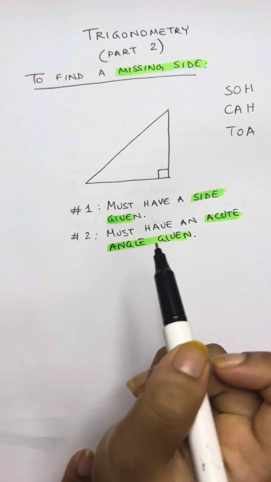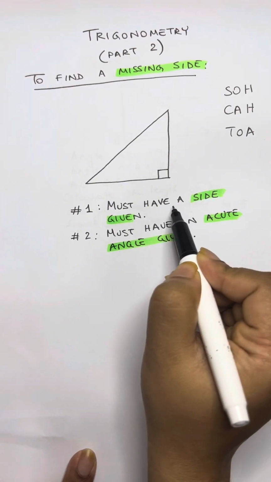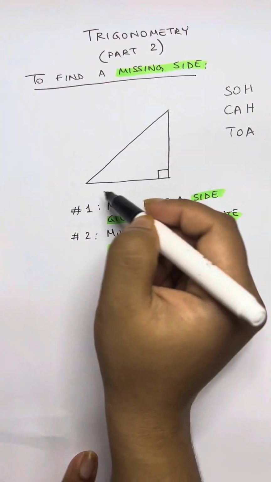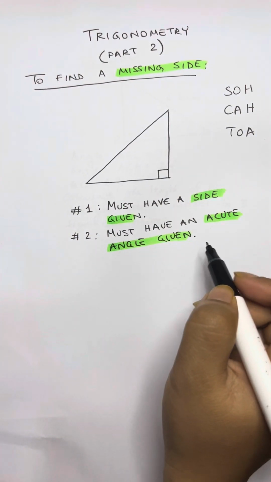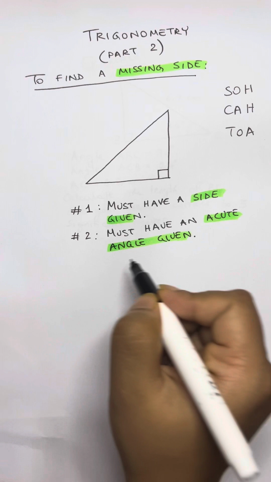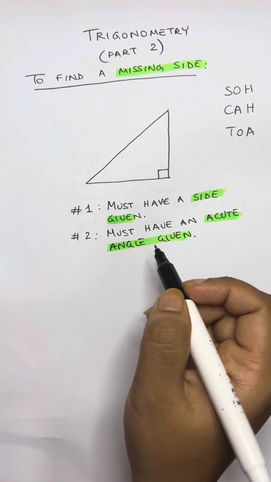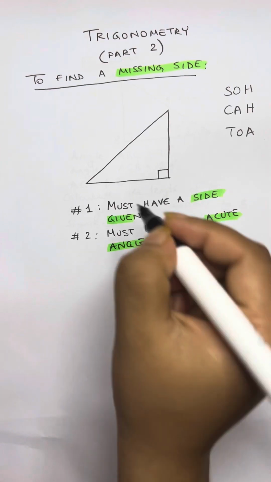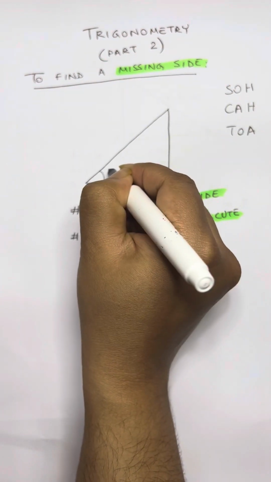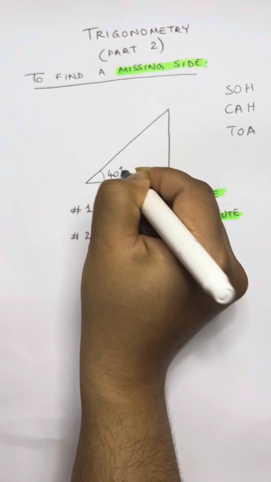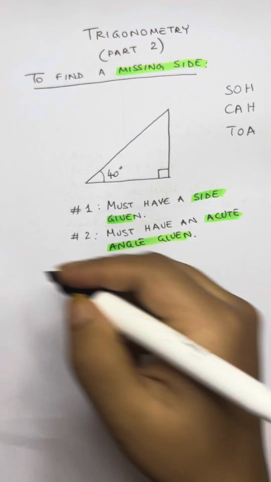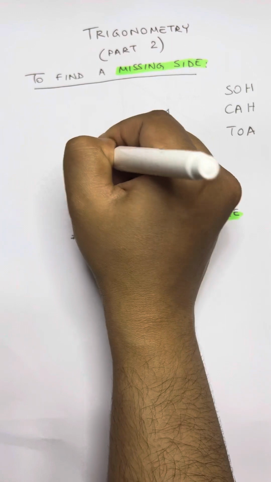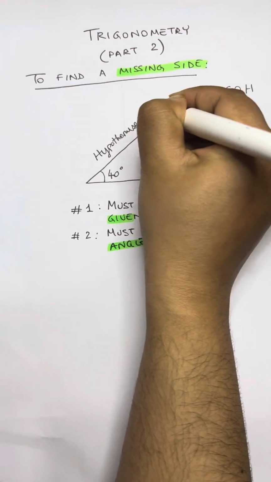Today we're going to be finding a missing side by using SOH CAH TOA, also known as trigonometry. The first thing that you need to know is that it must have a side given. Your right angle triangle must have a side given, and it should also have an acute angle given. This triangle is completely blank right now, but I'll show you what I mean. For example, this is our 40-degree angle, and one of the sides can be given. Let's say that the hypotenuse equals 10 centimeters.